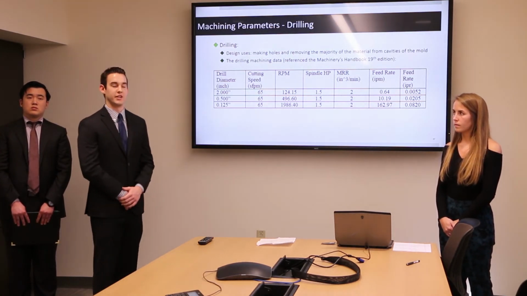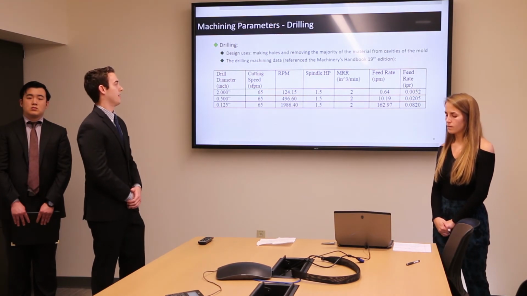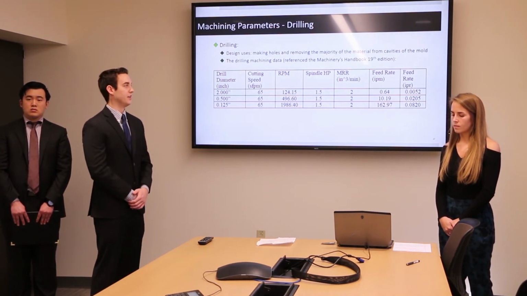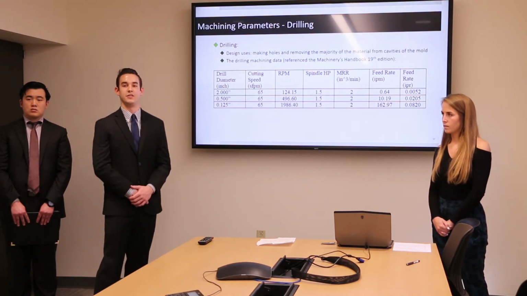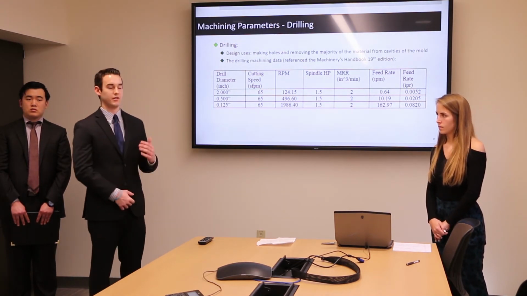The horsepower was again maximized at 1.5. The MRR was consistent at 2 inches cubed per minute, and the feed rates are 0.0052, 0.0205, and 0.0820 inch per revolution across the board.